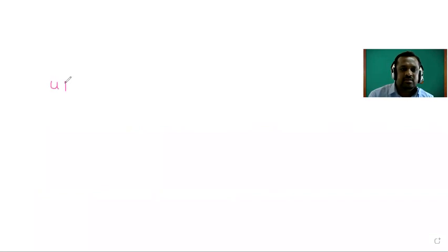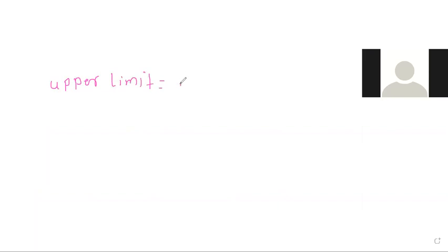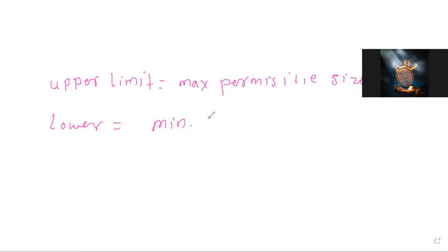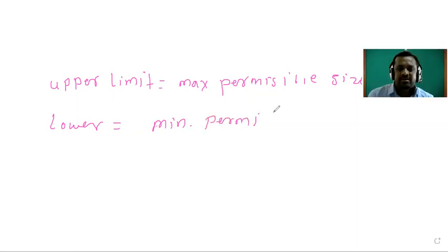The upper limit is nothing but the maximum permissible size. And the lower limit is nothing but the minimum permissible size. These are very simple definitions. We have prepared our own. So, understood upper limit, lower limit and limit.